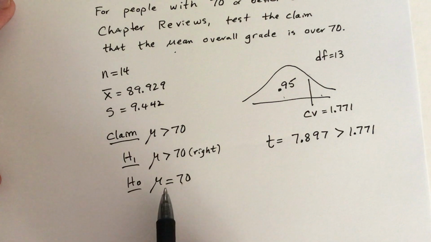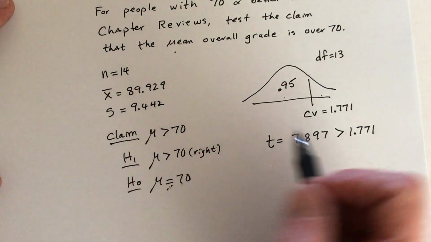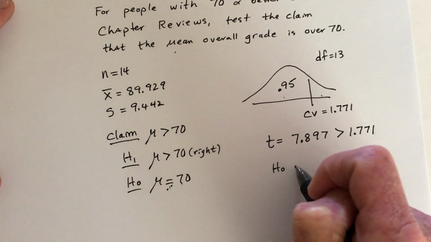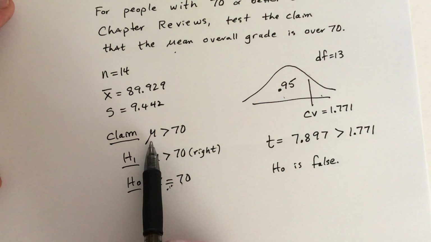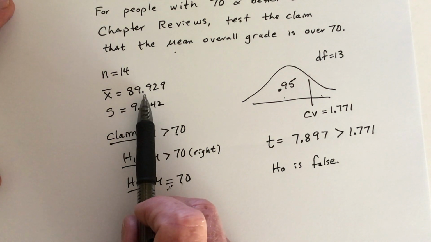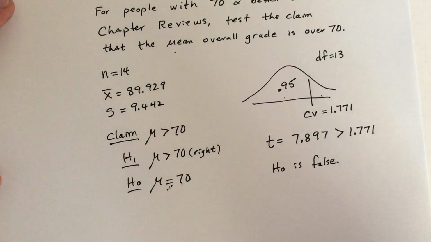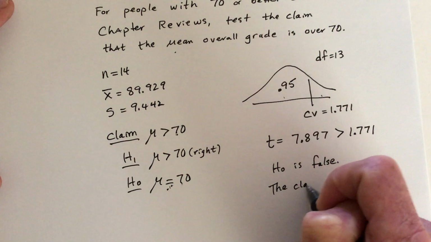So the claim is that it was going to be bigger than 70. H sub O said it was going to equal 70. This is not true. That is not even close to 70. So H sub O is false. My claim is that the average was going to be over 70. This is definitely over 70, and this is enough evidence to prove it true in general. So the claim is true.